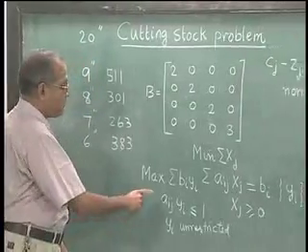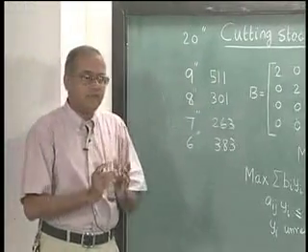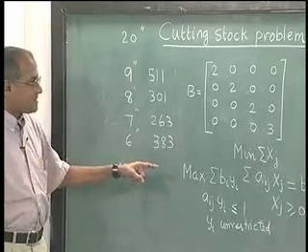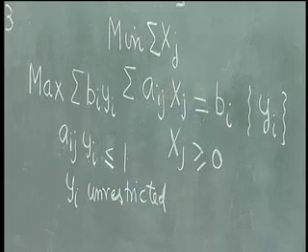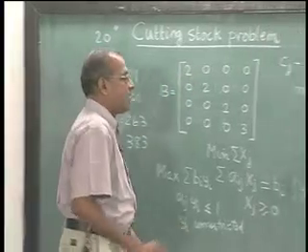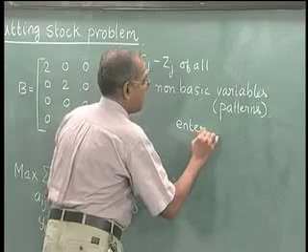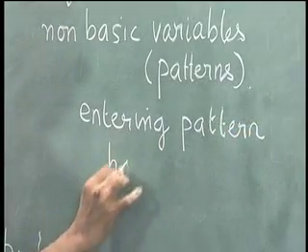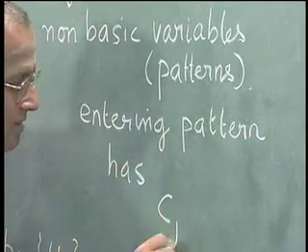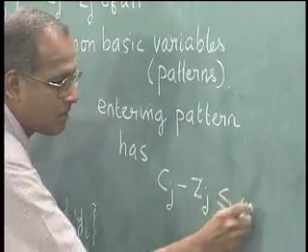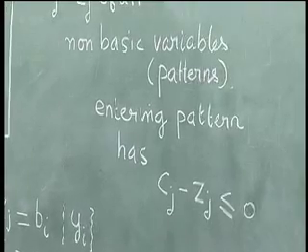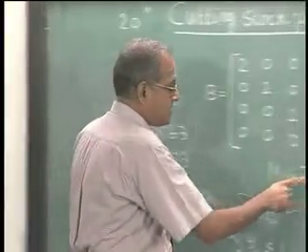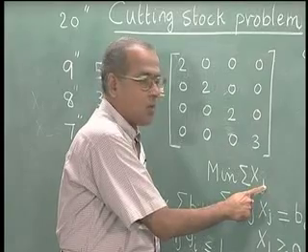Now, we are interested in finding if there is a pattern that can enter the basis, which means such a pattern should have a negative Cj minus Zj. So, an entering pattern should have a negative Cj minus Zj, less than or equal to 0. Now, every pattern has an objective function coefficient of 1 because the primal is sigma xj. So, all Cj's are 1.